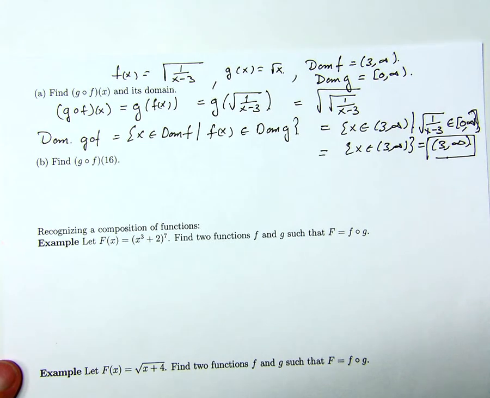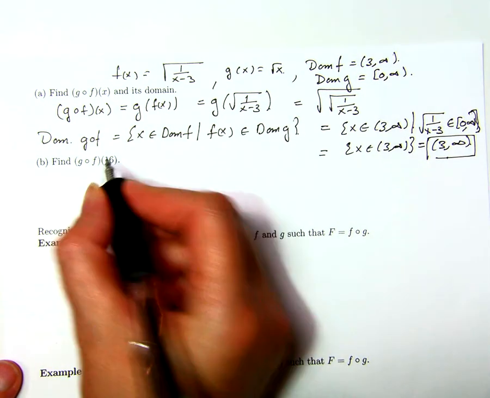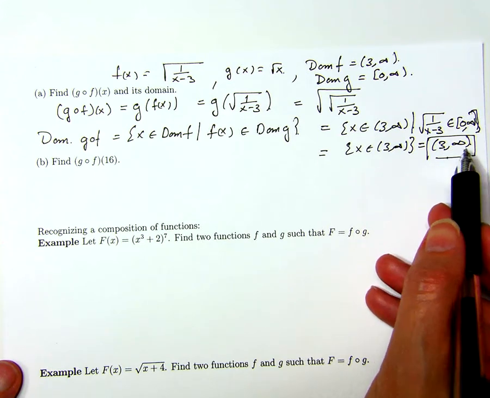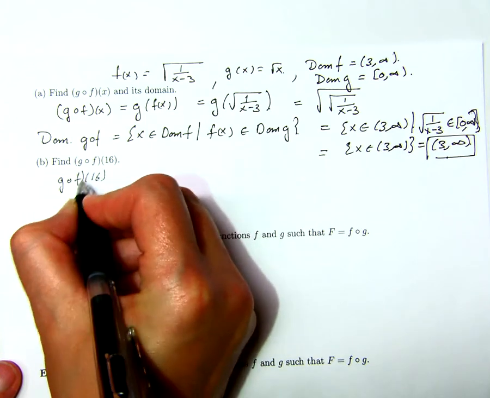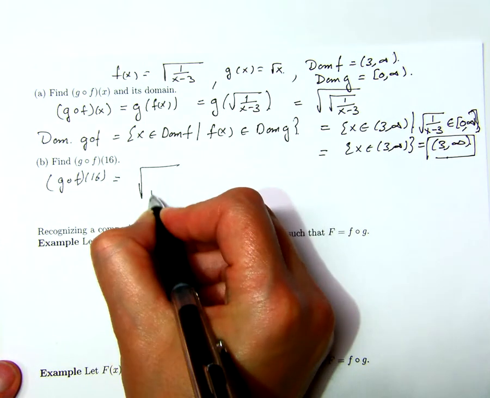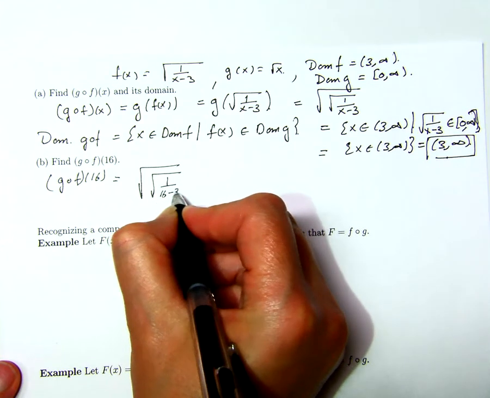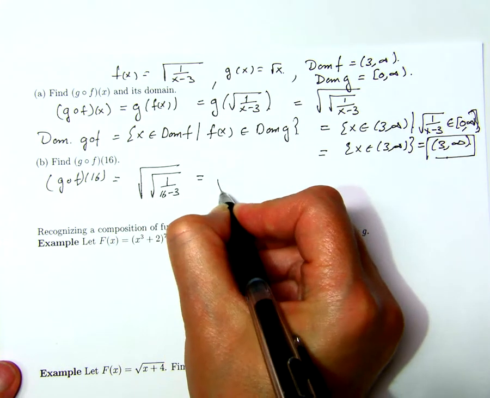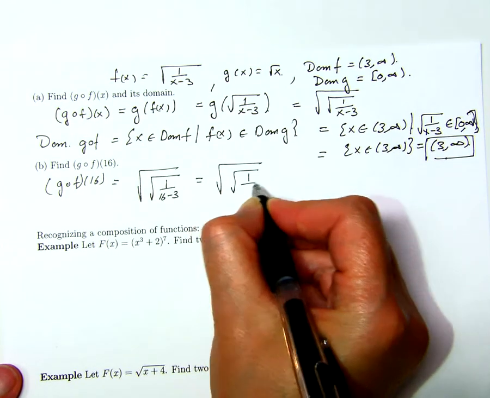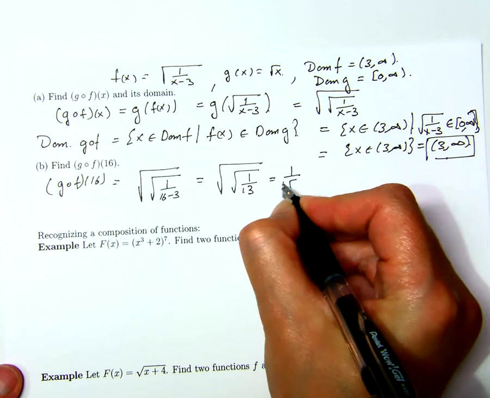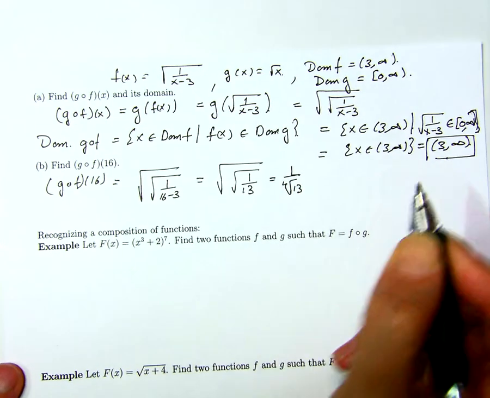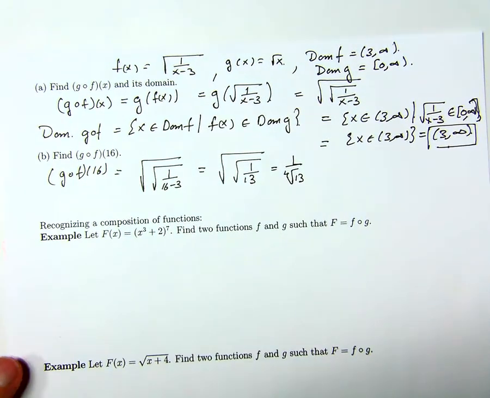What's g after f of 16? Well, I can use the formula. 16 is certainly in the domain, and g after f of 16 is just what I get when I plug this into the formula. 1 over 16 minus 3, and that's the square root of the square root of 1 over 13, and so that's 1 over the fourth root of 13, and that's not even remotely like what we got when we calculated f after g of 16, which turned out to be 1.